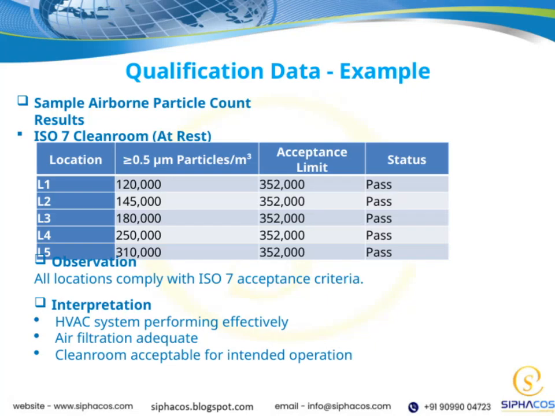In this slide, we're looking at our recent observation, which confirms that all locations meet the ISO 7 acceptance criteria. This is an important point because it shows our cleanroom environment is within the required standards for particle counts. Moving on to the interpretation, the data indicates that our HVAC system is performing effectively, maintaining proper airflow and filtration. The air filtration itself is adequate, ensuring contaminants are kept in check. Overall, the cleanroom is acceptable for its intended operation, which is critical for maintaining product quality and compliance.